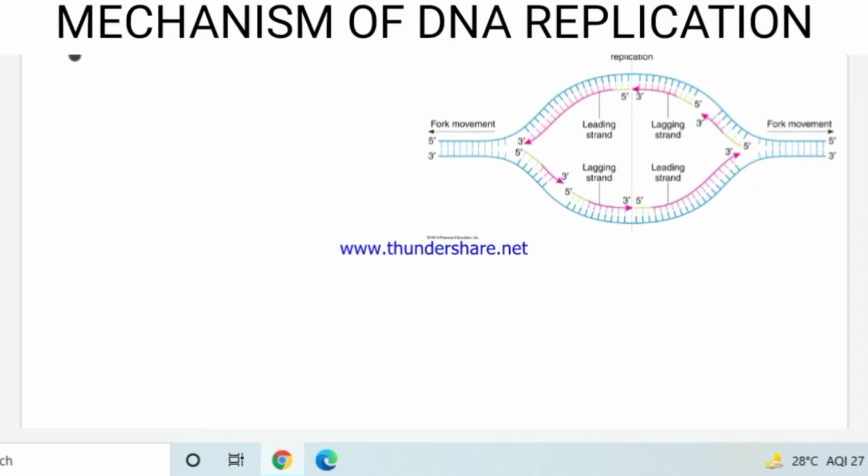Students, you all know that replication is a very complex multi-step process that requires a number of enzymes, protein factors and ions. This mechanism can be discussed under a few steps. The first step of replication is origin of replication.